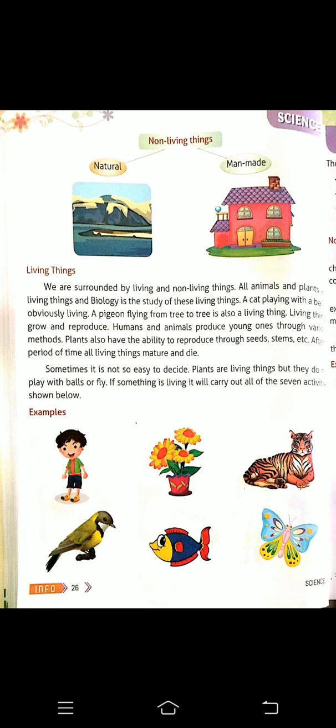Okay children, next. Here are the 7 characteristics of living things. First one is feeding. Second one, breathing or respiration. Third one, growth. Next is reproduction. Next is movement. Next is excretion. Next is sensitivity. So these are all the 7 characteristics.